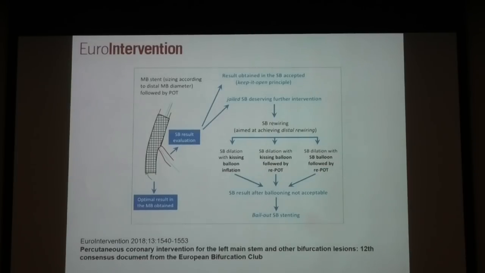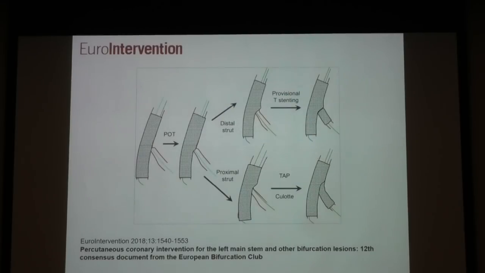If the side branch is compromised, there's no flow or decreasing in the flow or severe stenosis, you rewire and do balloon. If the balloon result is acceptable, it's done. If the balloon is not acceptable, you change it to two stent strategy. What are the two stent strategies that we have? We have two stent strategy that we call T stenting.